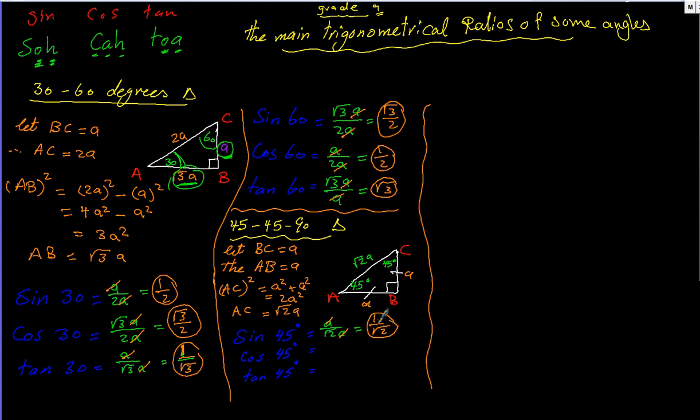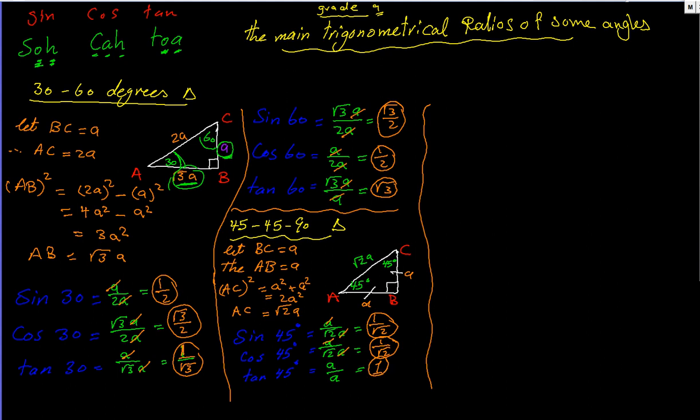Okay, after that, cosine 45 is also A over root 2 A. Erase A with A, it's going to be 1 over root 2. Okay, tan 45 too. It's opposite over adjacent. So it's A over A. Okay, erase A with A, you get 1. So tan 45 equals 1.